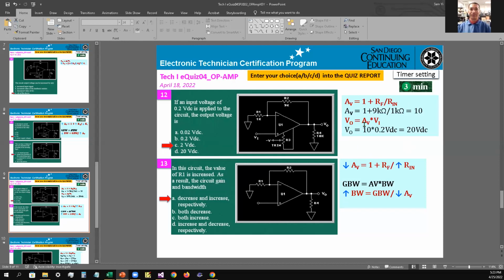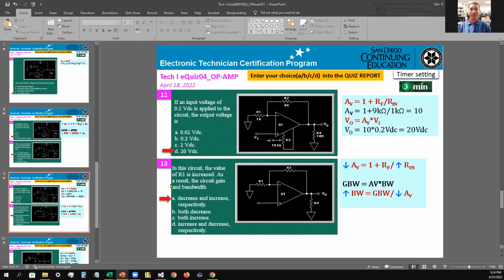Okay. So V out equals gain times V in. So 10 times 0.2 VDC equals 20 volt VDC. So the answer is D as in David for 12. Okay.